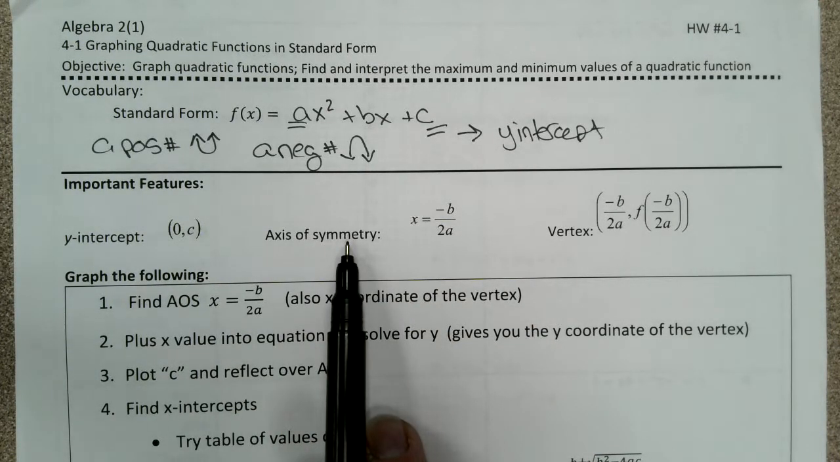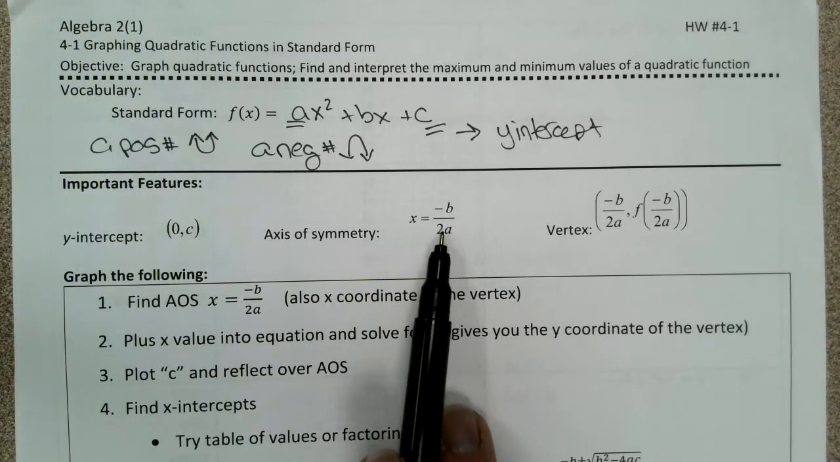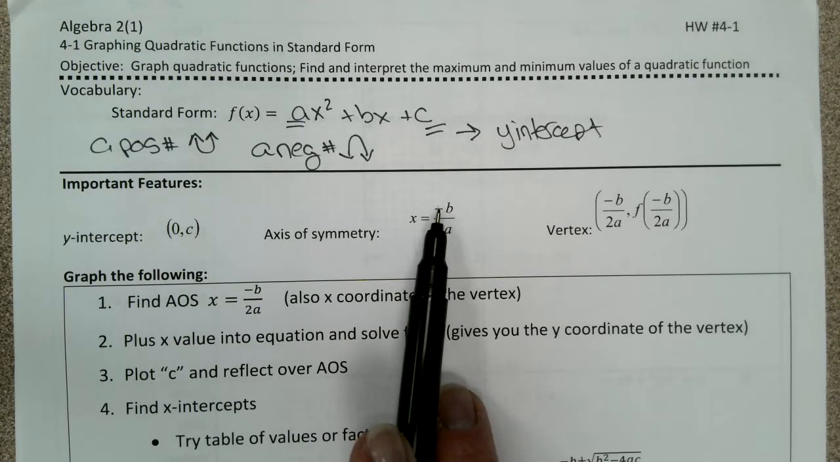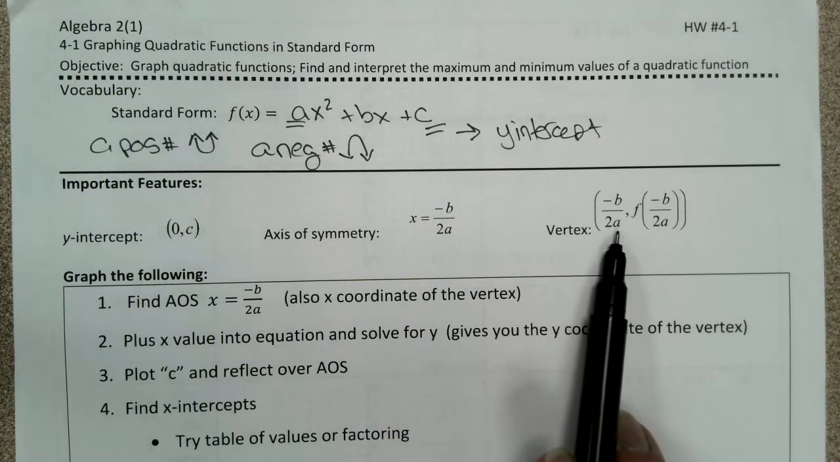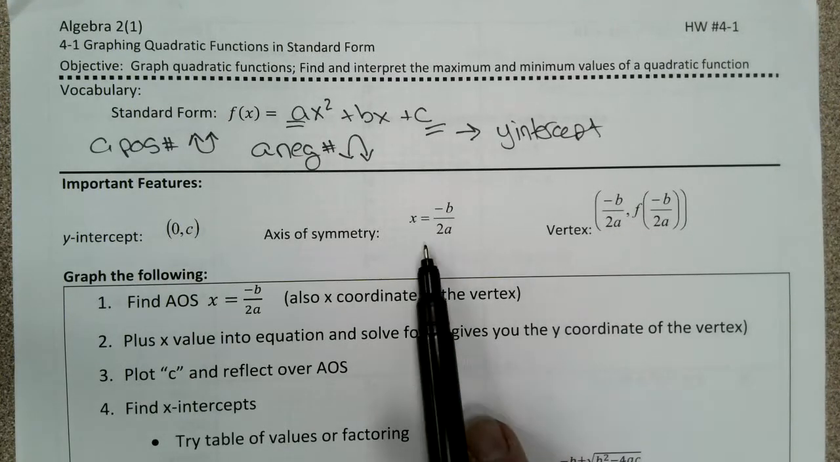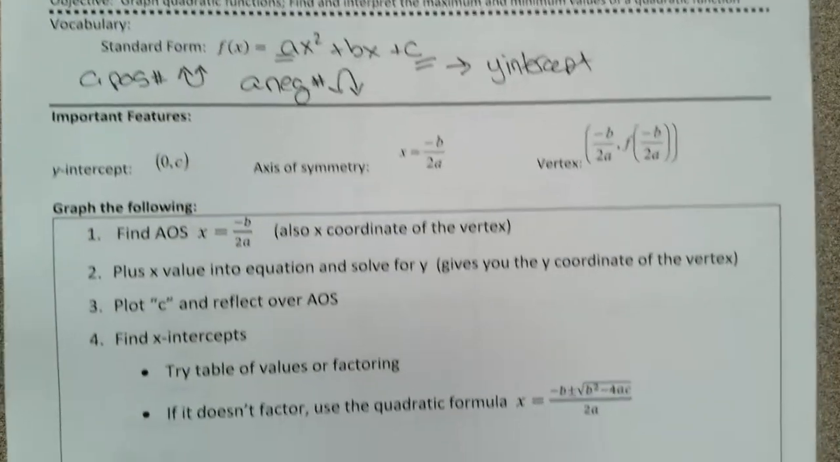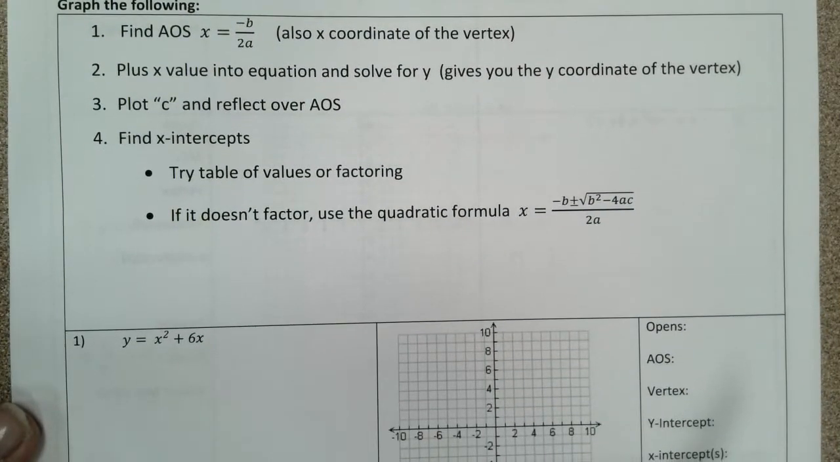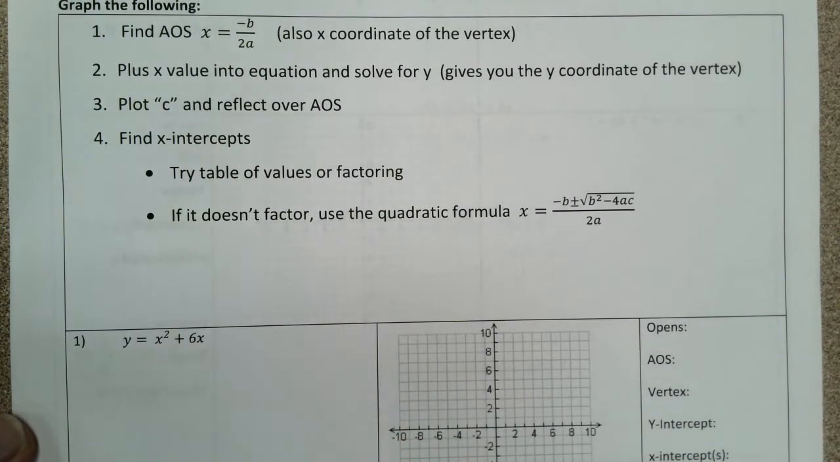To find the axis of symmetry, that's the line that cuts your parabola in half, we're going to use this formula. Instead of saying negative b over 2a, try saying the opposite of b, because that negative sign is going to make your sign change. The vertex is code for: do the x and then plug it in and solve for y. So here are the steps. Step number 1, find the axis of symmetry, which is the opposite of b over 2a.